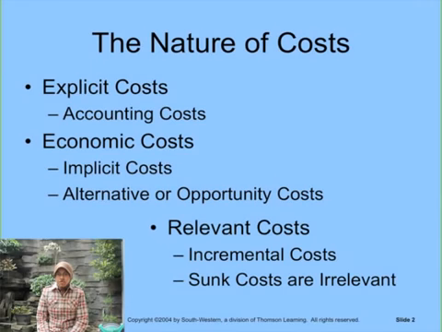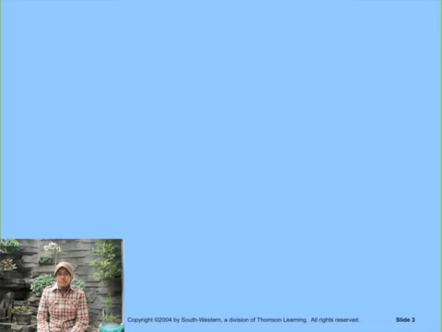Third is relevant cost. It consists of the incremental cost and sunk cost. Incremental cost is a broader concept and refers to the change in total cost from implementing a particular management decision. The costs that are not affected by the decision are irrelevant and are called sunk cost.